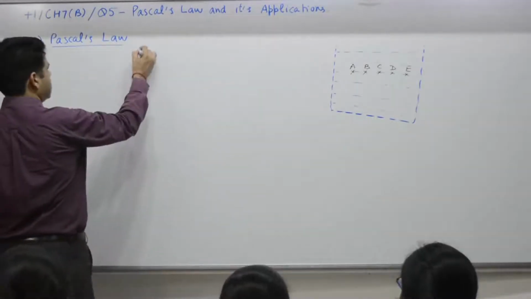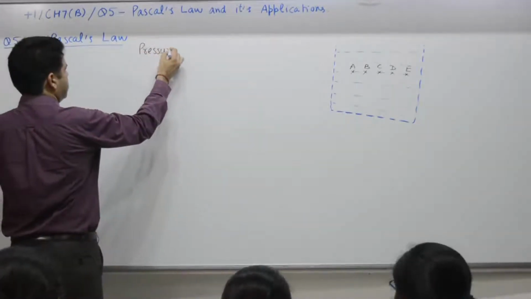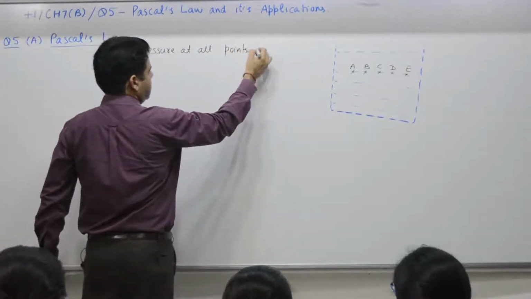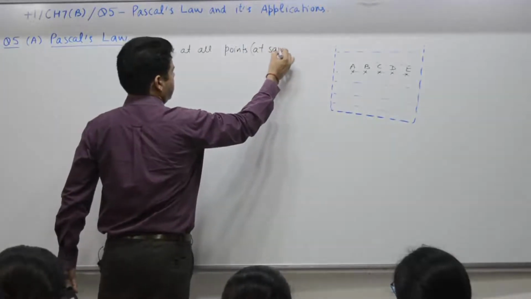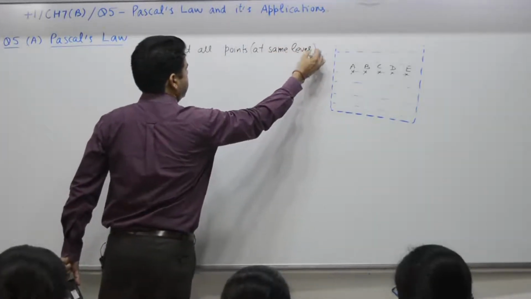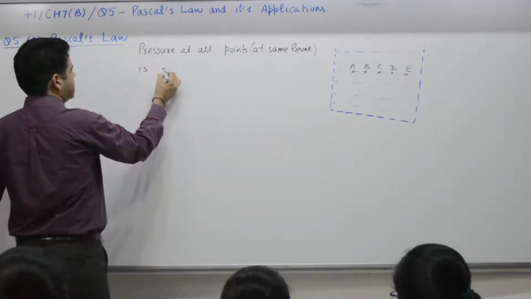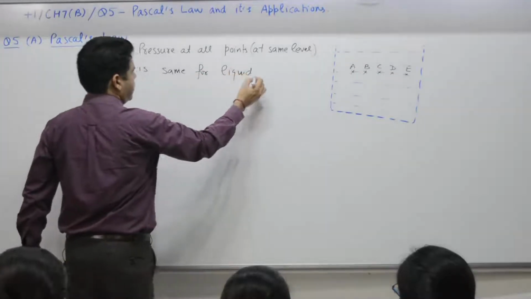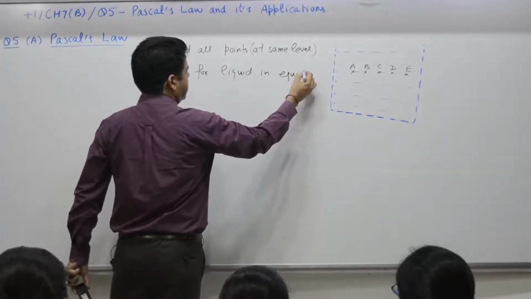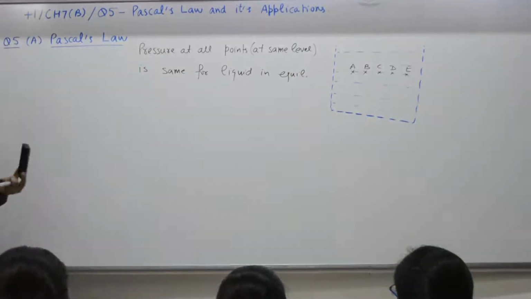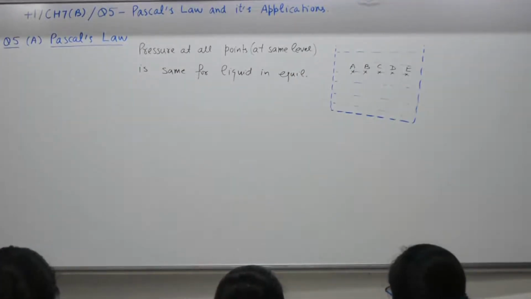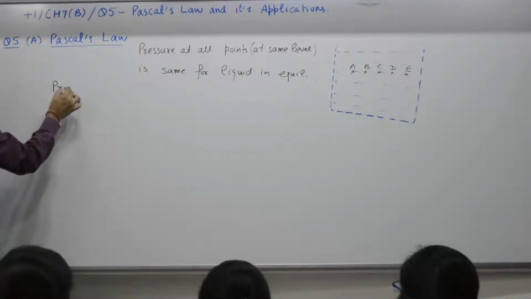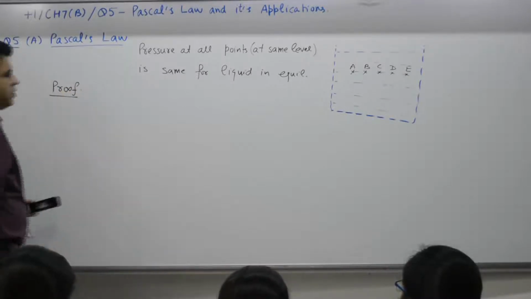So Pascal's law is pressure at all points at same level, that you can write in bracket, at same level is same for liquid in equilibrium. That means liquid is at rest. That's first part. You have to prove this. We have to prove it.